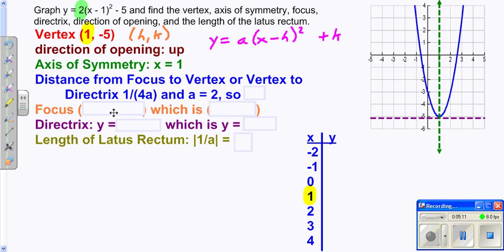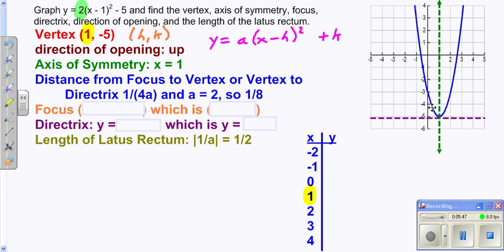Now, our latus rectum is always 1 over a in absolute value. A is a 2, so it's 1 over 2, absolute value, so it's just 1/2. Now, to work with the focus and the directrix, the distance from the vertex to the directrix, or vertex to the focus, is always 1 over 4a, and you always need to think of your a as being positive. In this case, a is 2, so it'd be 1 over 4 times 2, or 1/8.